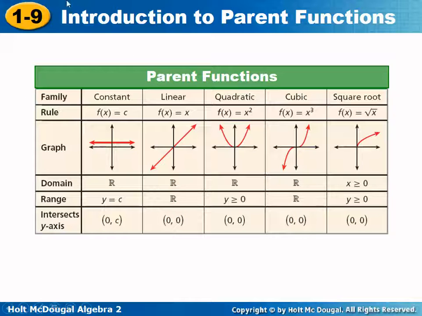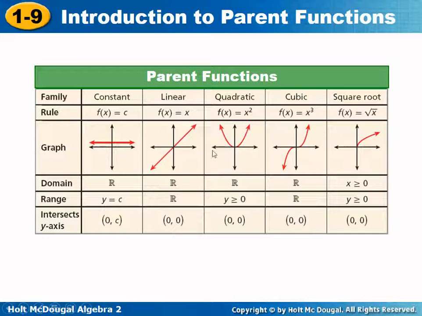So the first one that you learned about was the linear function. There is constant too, but that's just a horizontal or a vertical line. But the linear function that we learned was y equals mx plus b. The most basic one of those is f of x equals x, or y equals x. The domain, this kind of funky looking R, means R is the real numbers. The domain is the real numbers, all of them. And the range is also the real numbers. It intersects at 0, 0. It goes right through the origin.